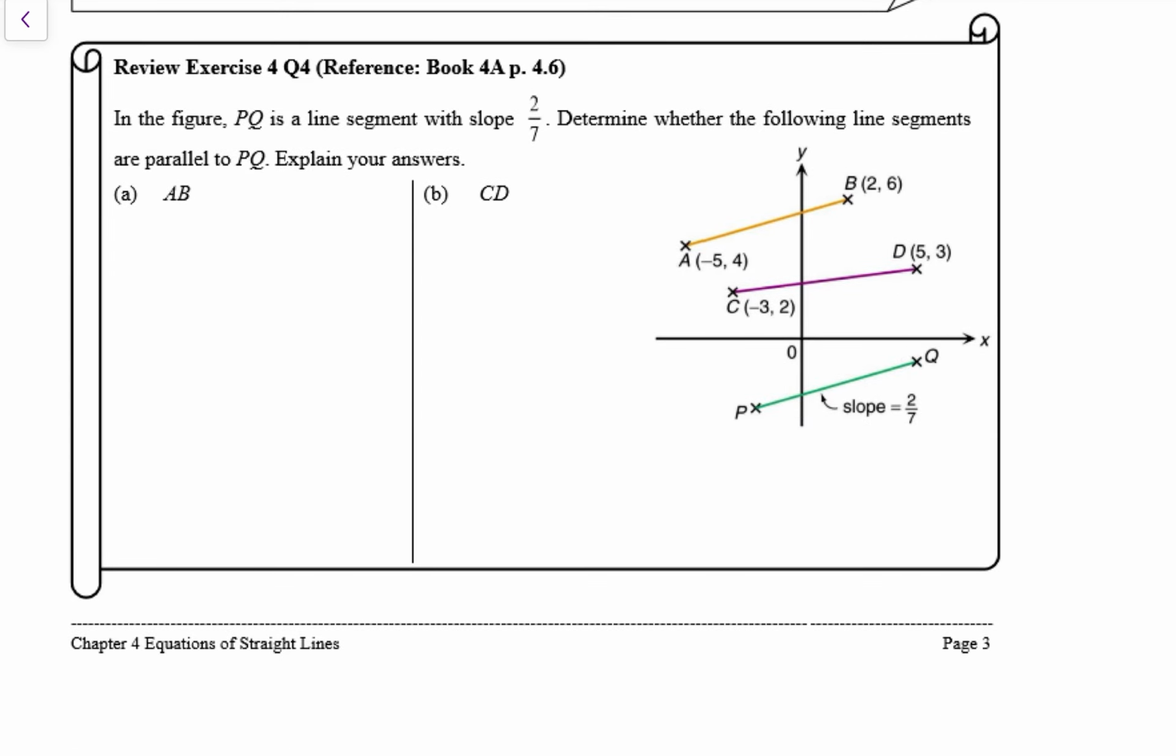Let's look at review exercise for question 4. In the figure, PQ is a line segment with slope 2/7. Determine whether the following line segments are parallel to PQ. Part A, AB. Let's find the slope of AB. Slope of AB is 2/7, which equals slope of PQ. So therefore, AB is parallel to PQ.